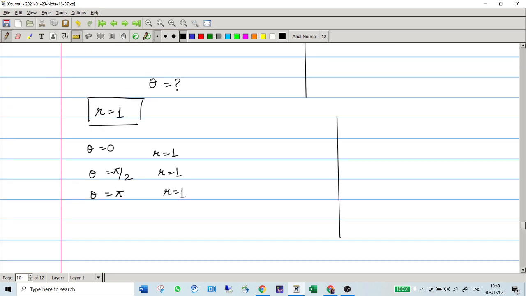You have your axes like these. When theta is 0, you're traveling along the x-axis, and how many units? 1 unit, because r is 1. When theta is pi by 2, it means pi by 2 from the x-axis, along the vertical line, and how many units will you travel? 1 unit. And when theta is pi, you're traveling along this particular line, how many units? 1 unit.